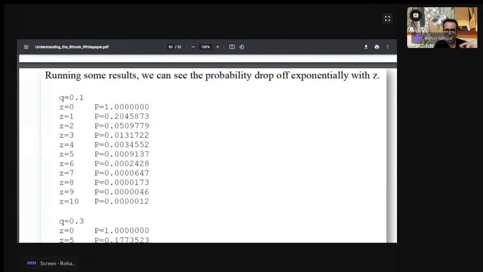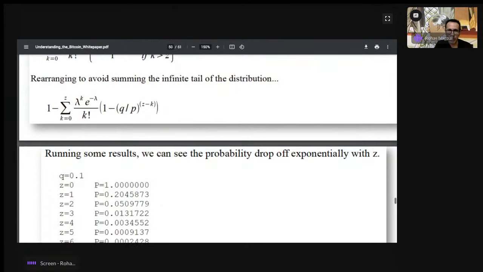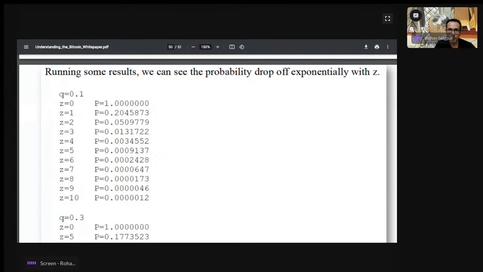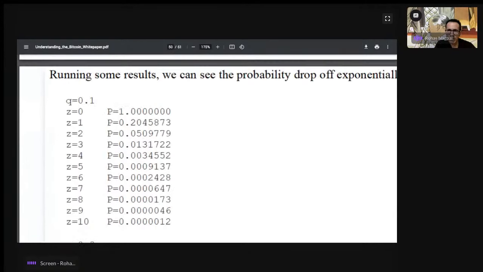Now what the author has done is, looking at this formula, he has given us some options. So suppose we say Q is 0.1. What is Q? The probability of the bad guy mining the next block. Now tell me, if Q is 0.1, what is P? The probability of the good guy. Can someone type it in? 0.9, absolutely correct. And why is that? Because total probability is 1. Either the good guy does it or the bad guy does it, somebody has to do it. So if the bad guy is 0.1, the good guy is 0.9.